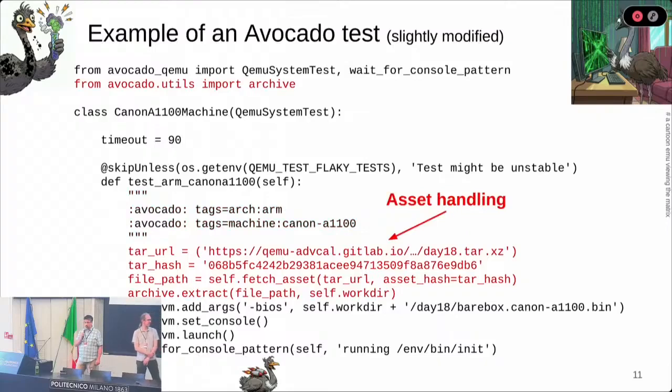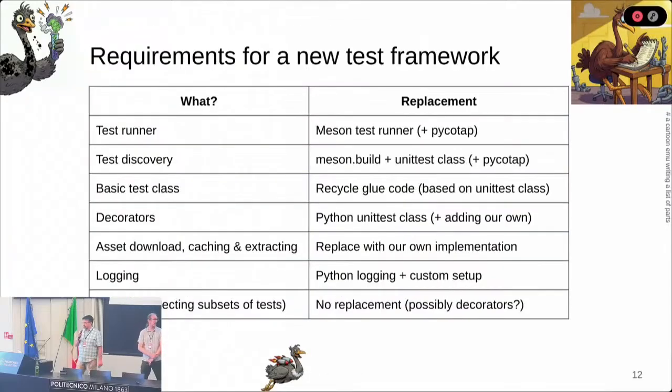Then there's some code for handling asset downloading. This code fetches a file from the internet, checks the hash sum, and extracts it so that the test can use the files in that archive. So that's basically what we needed to come up with a list of things we had to tackle. I don't want to go into details here. We will do that in the next slides.